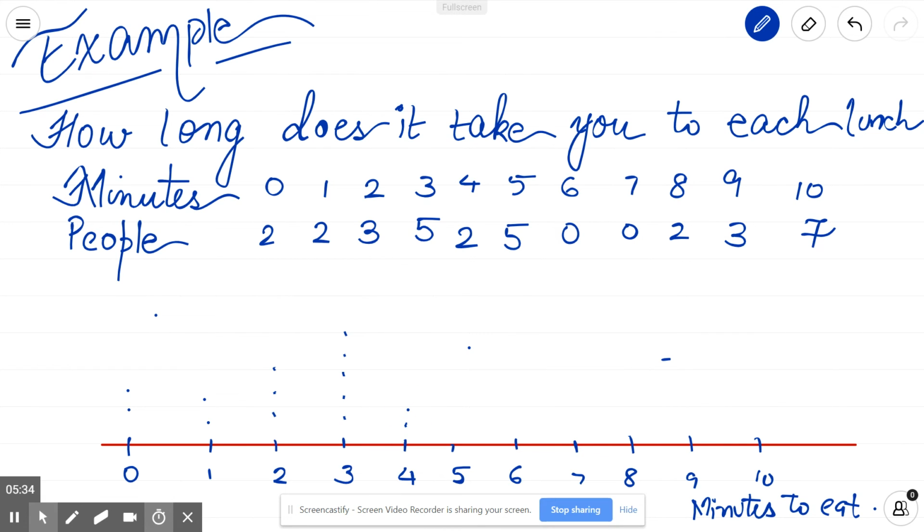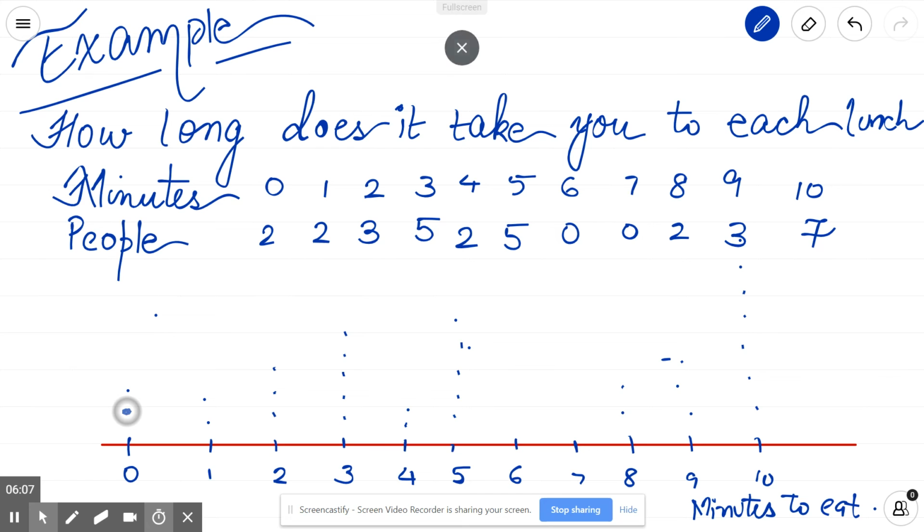So as you can see, you can already get an idea about your data, how it's spread out on the dot plot. So 5 minutes, 5 people. 1, 2, 3, 4, 5. Even the greatest and smallest I can figure out. So here I have a gap on 6 and 7. There's nobody here. 8, 2 people. 9, 3 people. 10, 7 people. 1, 2, 3, 4, 5, 6, 7. So just by looking at my data, I can figure out how it's spread out.